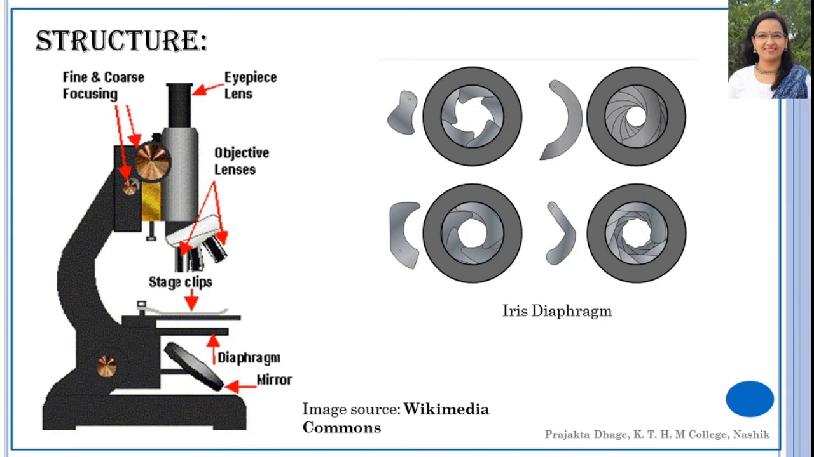Usually the most commonly used objectives are of focal length 2/3 inch, that is 16 mm, or they are going to be of 4 mm or 2 mm. The first objective gives minimum magnification, and the last objective, say 40x or in some cases 100x, is going to give the maximum magnification. So this was basically the structure of a simple microscope and a compound microscope.